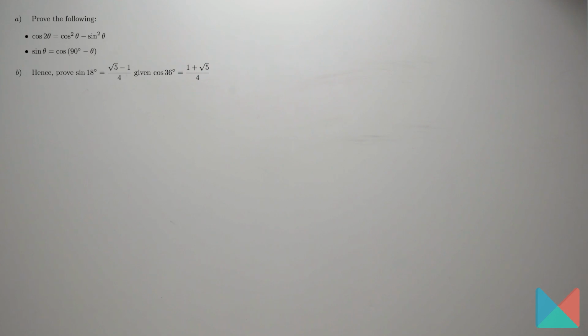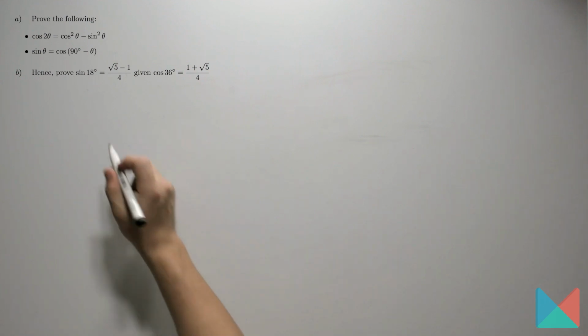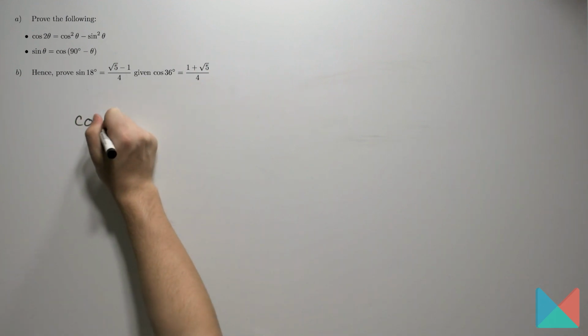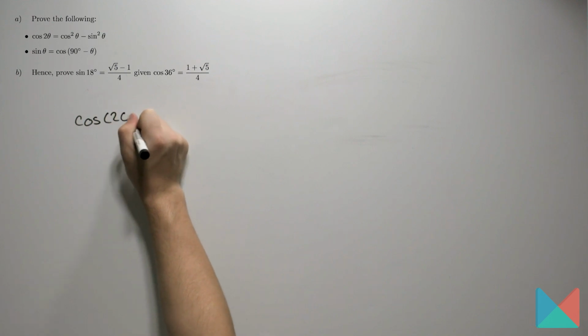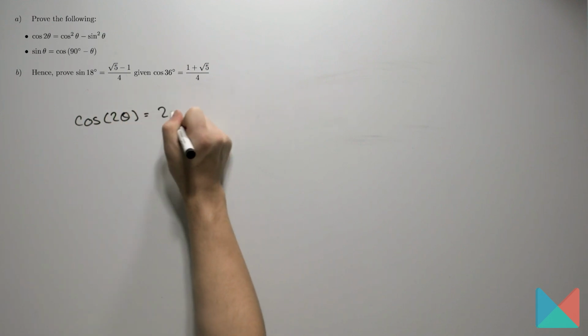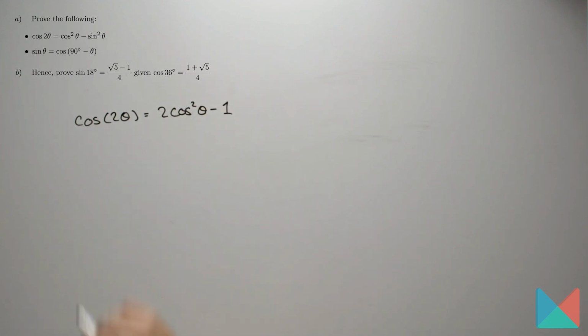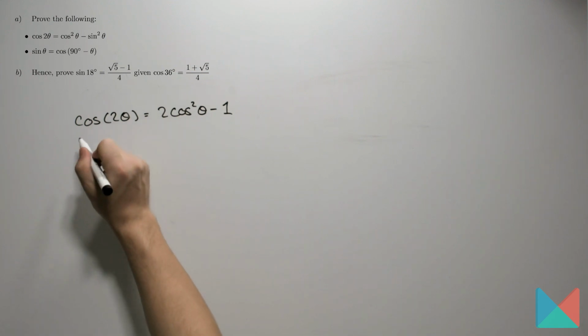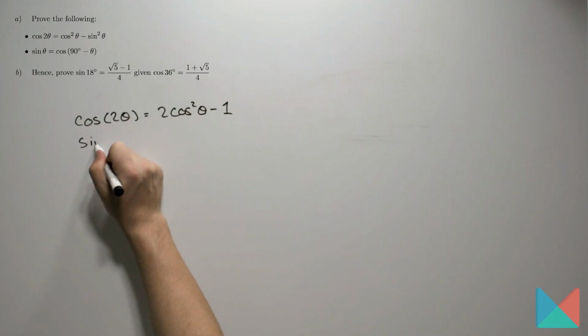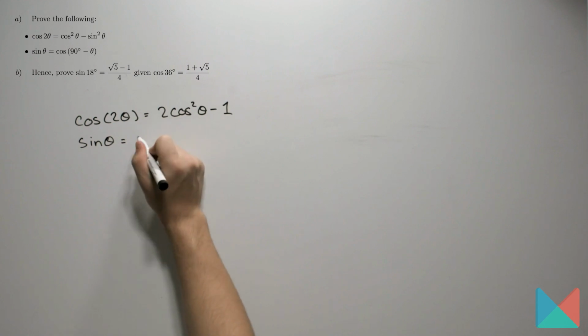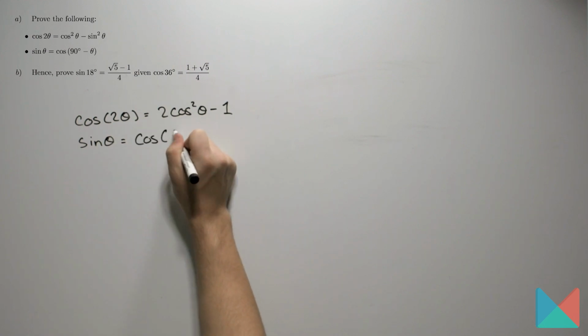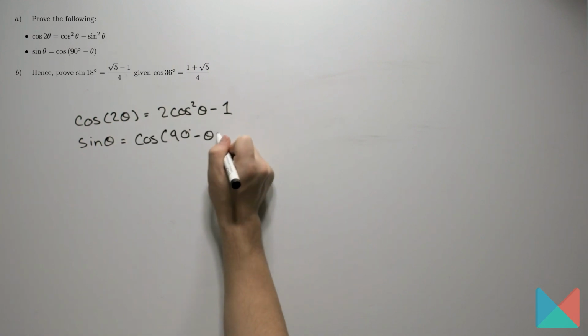Our next problem is split up into two parts, where the first part requires us to prove a couple of identities, and we have proven the first one, that cos of 2 theta is equal to 2 cos squared theta take 1. We did this in the previous example, so we're not going to prove it here, but we are going to prove the second identity, and that is that sine of theta is actually equal to cos of 90 take theta.